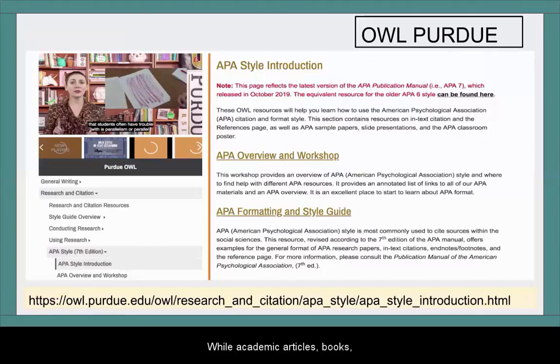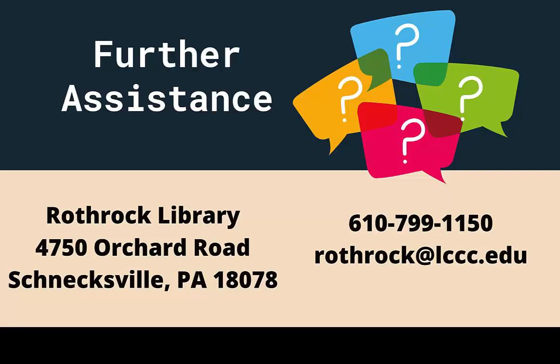While academic articles, books, and websites will comprise most of your research, there may be times when you have a unique source that you'll need assistance in citing. One helpful tool is OWL Purdue APA 7th edition, which provides citation guidance not only on print materials, but also a wide variety of electronic media. You can also contact the Rothrock Library for assistance in creating your citations.